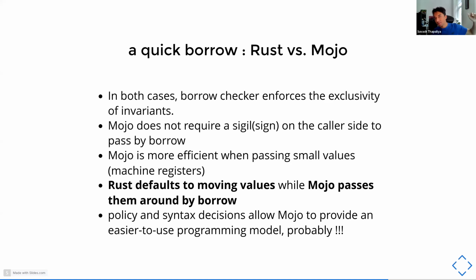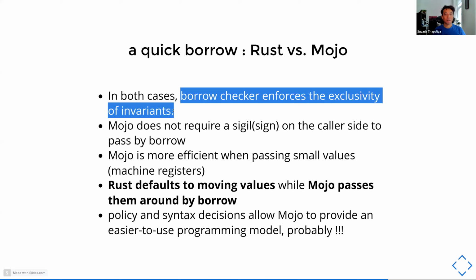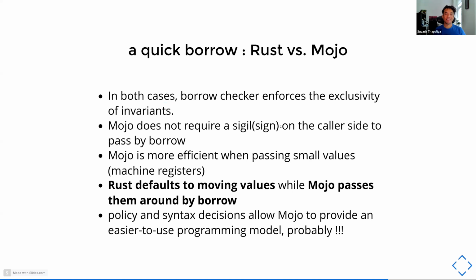Right, a quick borrow, Rust versus Mojo. There is a little bit of difference probably in Rust and Mojo borrowing once again. Maybe it matters, maybe it doesn't. In both cases, this is the part that you should care about: the borrow checker makes sure that you're fulfilling your promises. Mojo does not require a sigil on the caller side. So in Rust, when you're borrowing, you have to put an ampersand or a star or whatever. Think of it like you put one more character to say that this is passed by borrow. In Mojo, you don't do this. You define it on the function, and this is sort of the ease part that we're talking about.